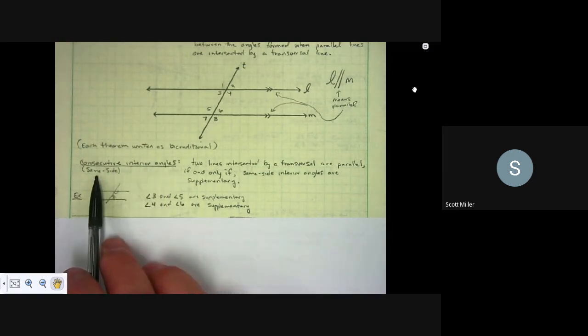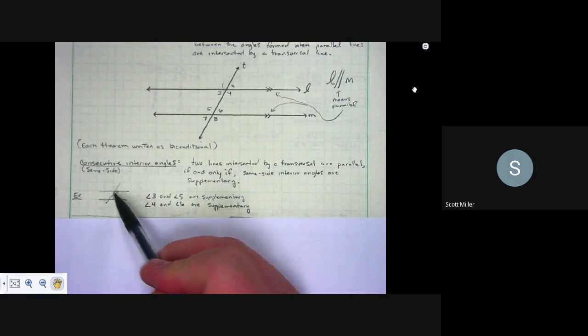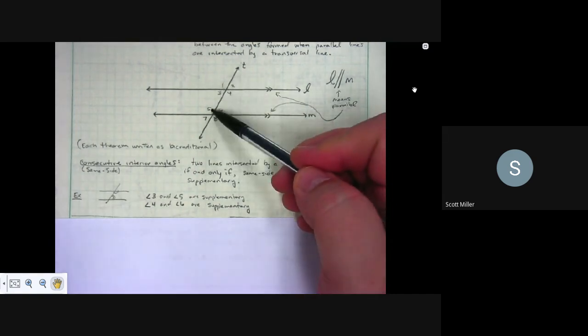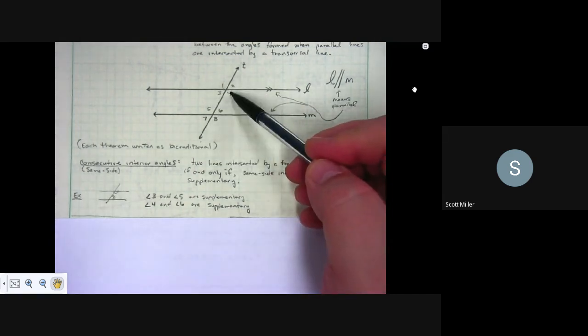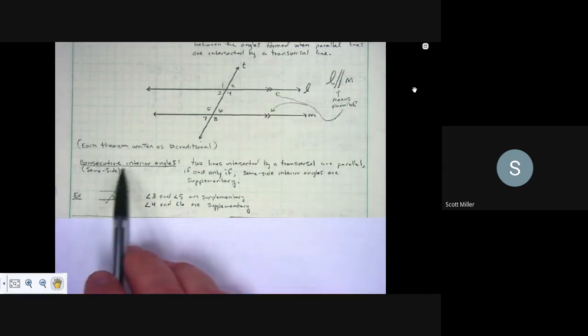Consecutive interior angles, sometimes called same side interior angles. Here are the parallel lines, and these are the angles right here. I know it's hard to see, but they are supplementary. So I have parallel lines, then these angles in the interior on both sides, not just these, but on this side also, are supplementary. So up here in our picture, that means 3 and 5 are supplementary, and 4 and 6 are supplementary, by consecutive interior angles.